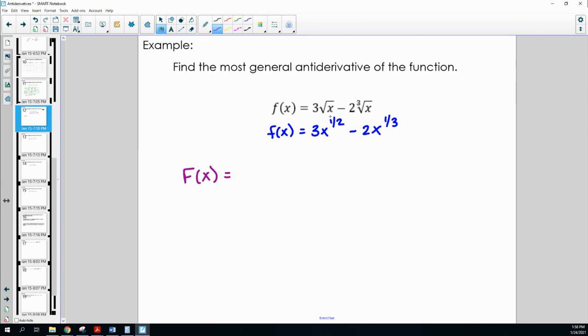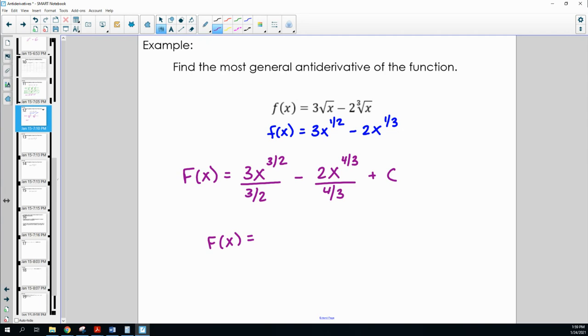So I have the antiderivative, original function f. I'm going to increase the 1/2 by 1, so I'm adding 2 halves, so that's going to be 3 halves. And then I'm going to divide by 3 halves. And then I have minus 2x. I'm going to add 1 to the 1/3, so I'm adding 3/3, so I get 4/3. And then I'm going to divide by 4/3, and then I have plus c. The more you do this, you're not going to have to write out every step. I'm just showing you that right now so we can get comfortable with this.